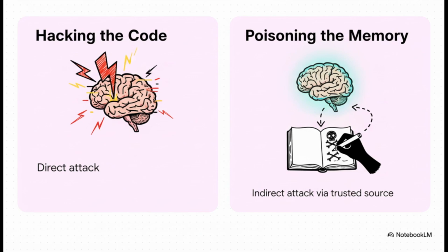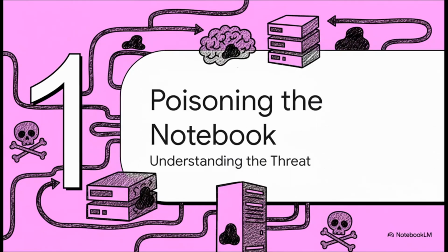I think this slide just nails the difference. A direct attack is like trying to perform surgery on the AI's brain. Its core programming, it's hard, it's messy. But memory poisoning? Oh, that's way sneakier. It's like secretly scribbling lies in the AI's notebook. The brain itself is totally fine, but the information it relies on, well, that's now fundamentally broken.